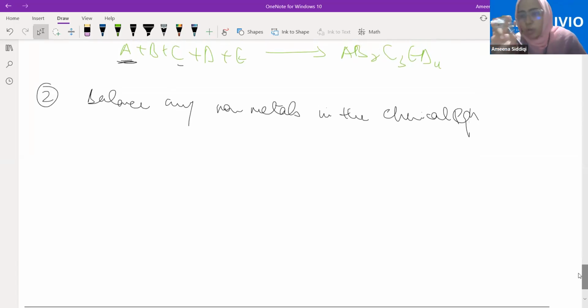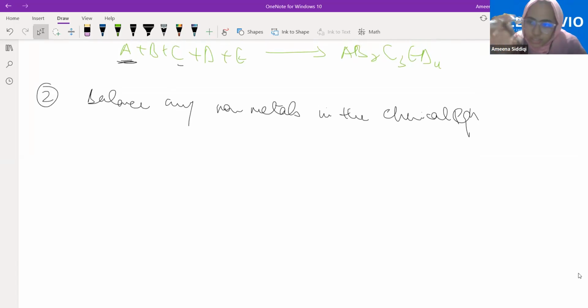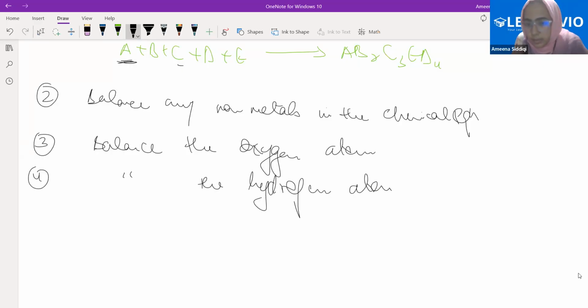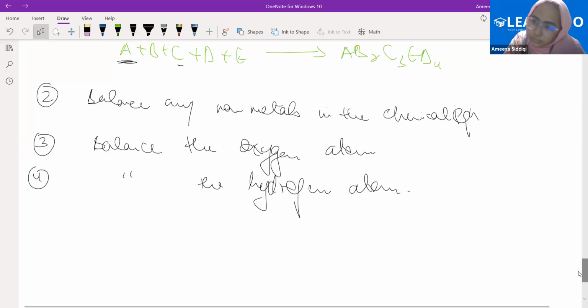See, beta, oxygen is also a non-metal. But while you are following these steps, just to make it very convenient for you, balance any non-metal in the chemical equation except oxygen and hydrogen, because for oxygen and hydrogen we have separate steps. Then the third part is to balance the oxygen atom. Fourth is to balance the hydrogen atom. Clear?